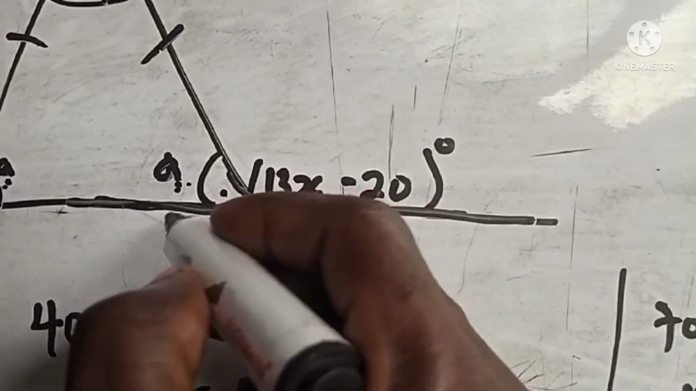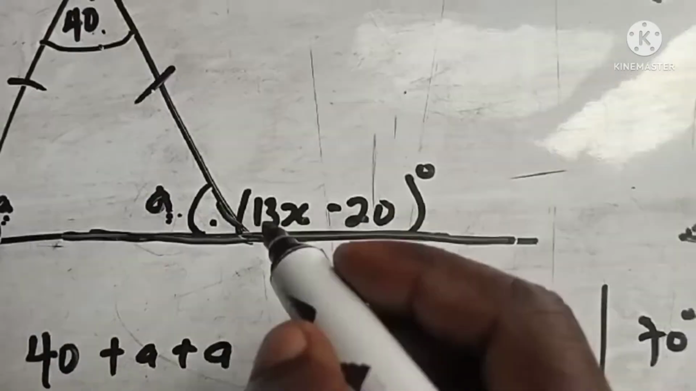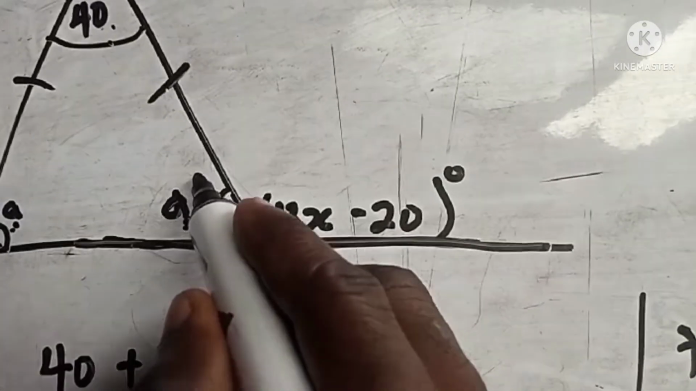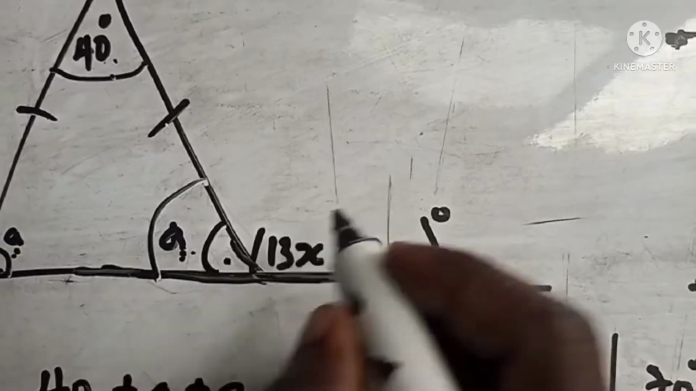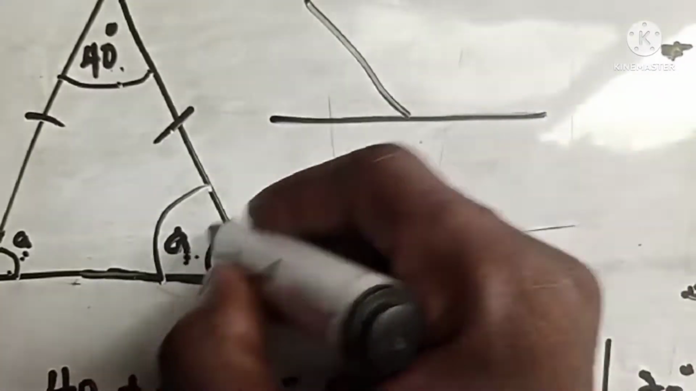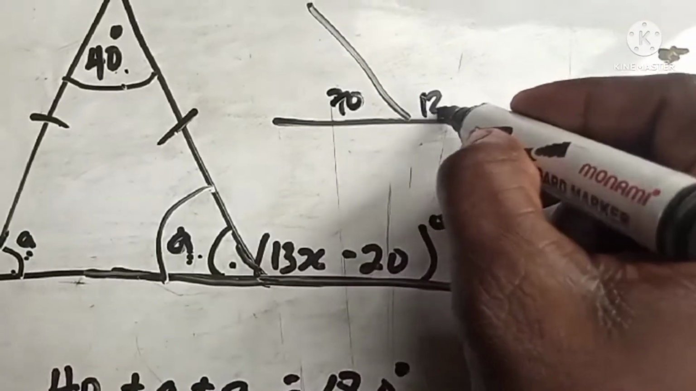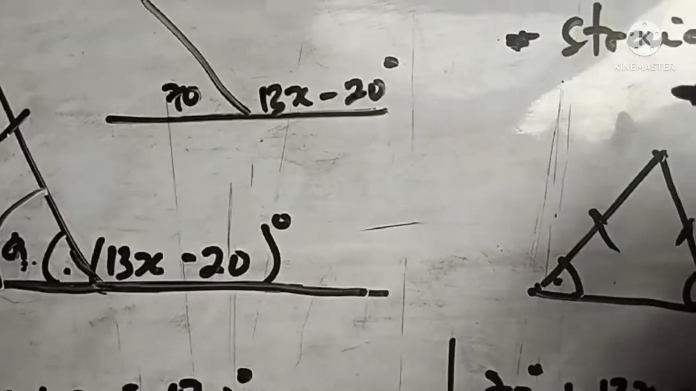Anything on the straight road here sums up to what? 180. Is that okay? So if it sums up to 180, then if I add this and everything that is here, this is what we are calling the straight line, right? From here to here. So here the A was 70, and then here you have 13s minus 20 degrees. Is that okay? So remember the definition of the straight line.